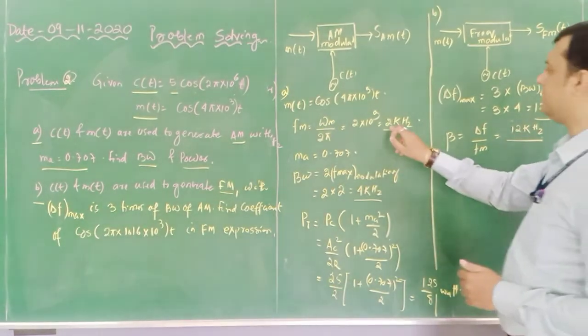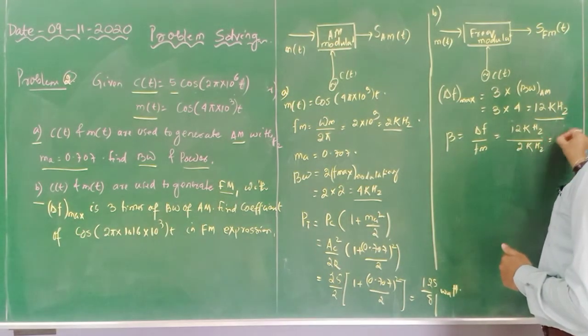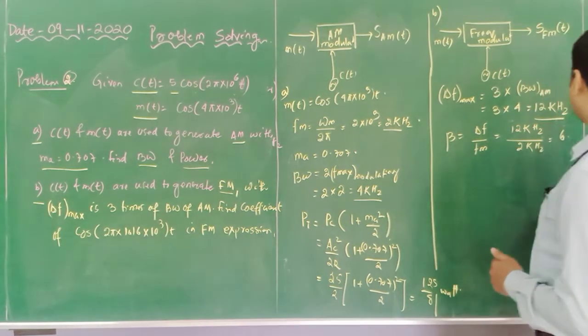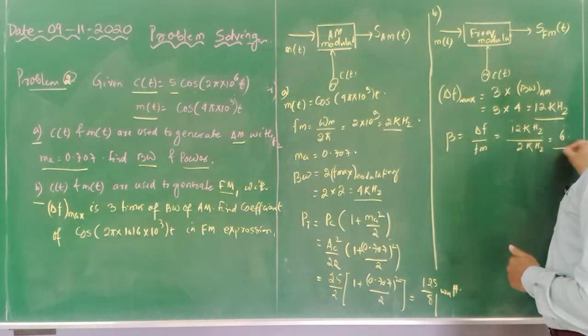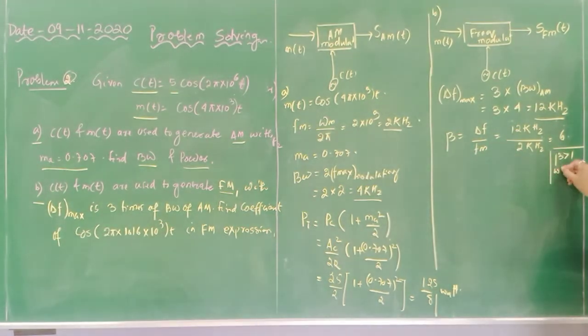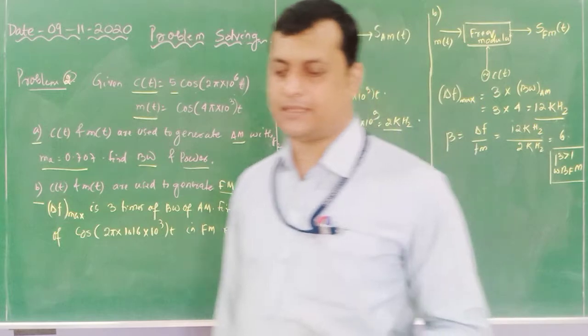FM, how much is it? It is 2 kilohertz. Delta F is 12 kilohertz. That means beta is 6. So beta is 6, which means beta is greater than 1. That means it is a WBFM signal. Now, for a WBFM signal, what is the expression?